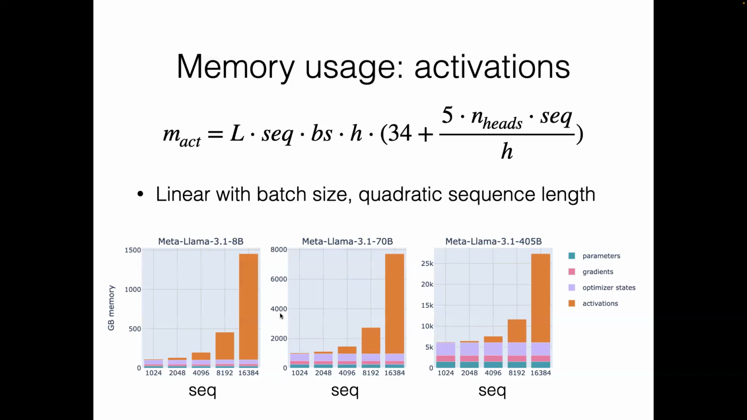I was wondering, this is kind of the beginning of the lecture, where the six comes from, with the six times model parameters times tokens?